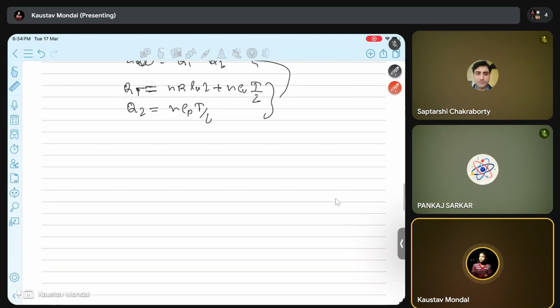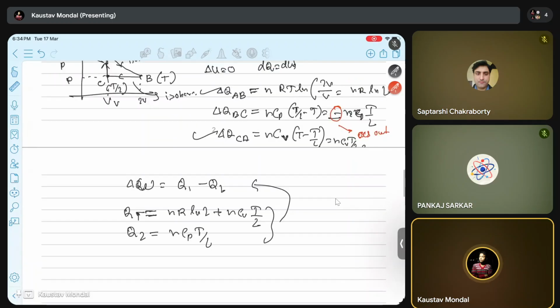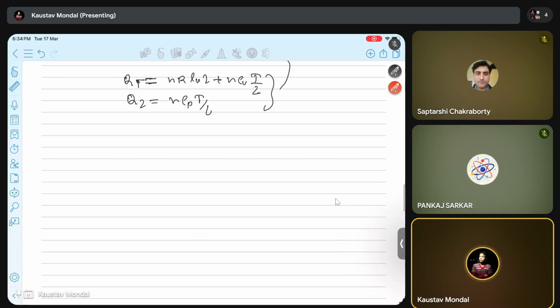Now from here you can also calculate the efficiency of the cycle. This is also an important point. For any cyclic process you can calculate its efficiency. That we'll also discuss in the case of a Carnot engine. The general formula of efficiency of any cycle is given by eta equal to work done by heat input.